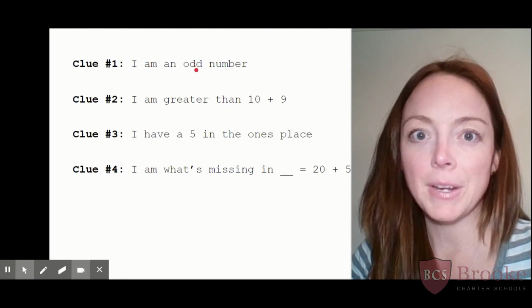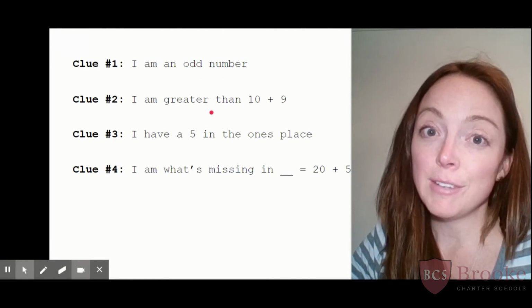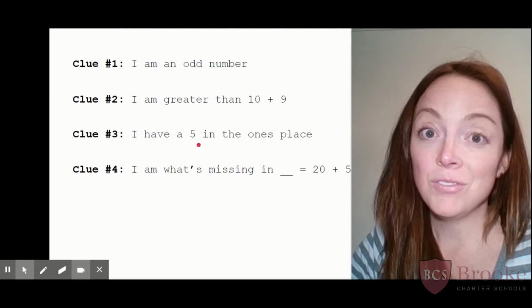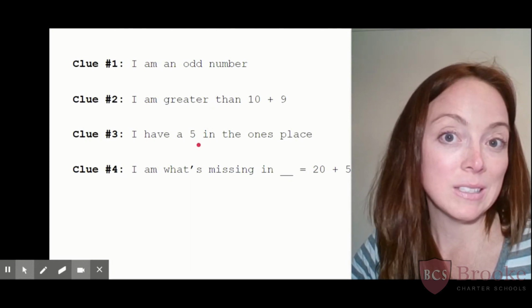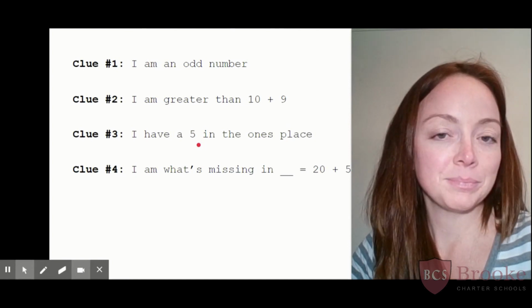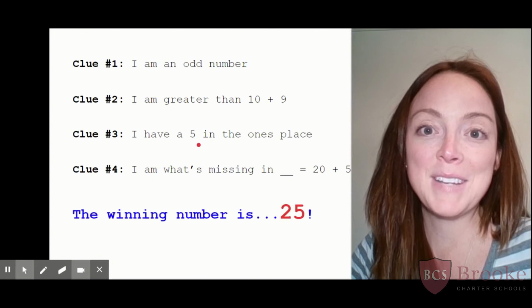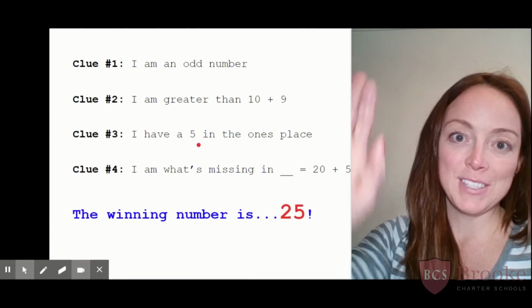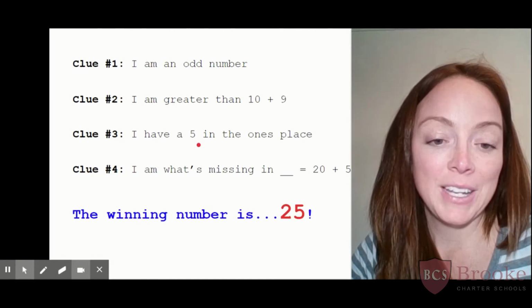25 is an odd number. 25 is definitely greater than 10 plus 9, which was 19. And 25 does have a 5 in the ones place. I think we might have found our winning number for today. The winning number is 25. Air 5 if you got that right. And we'll play winning number again next time.